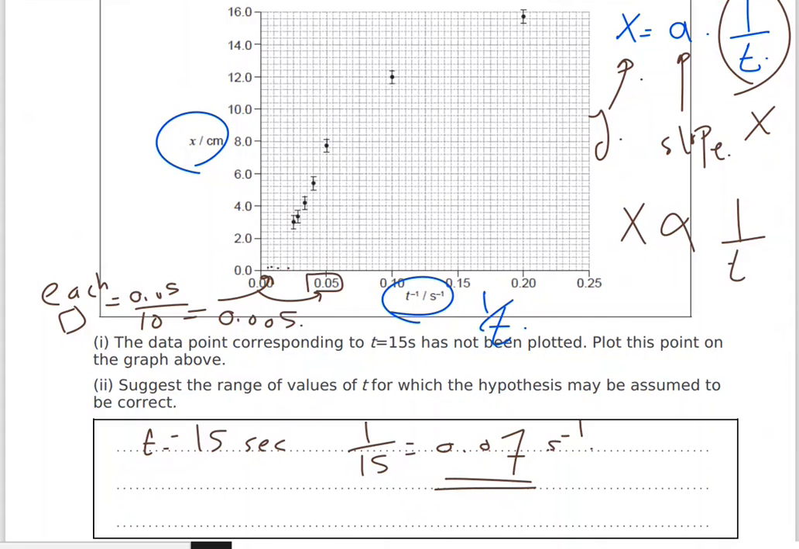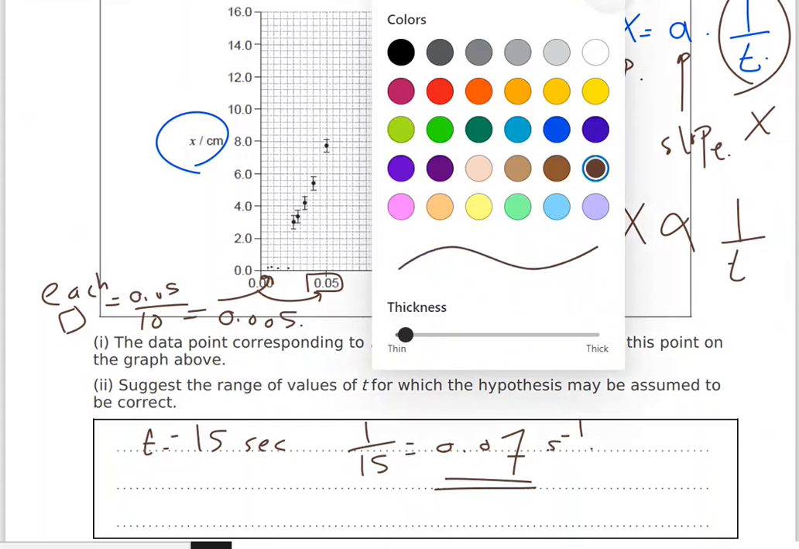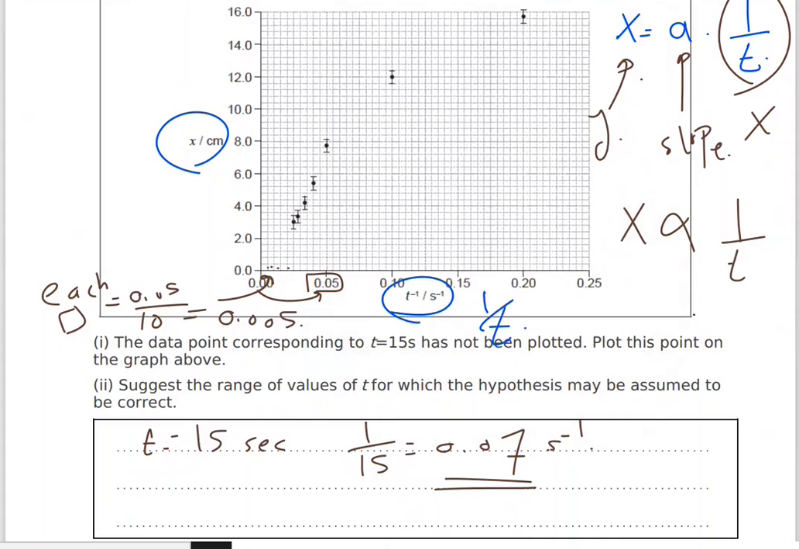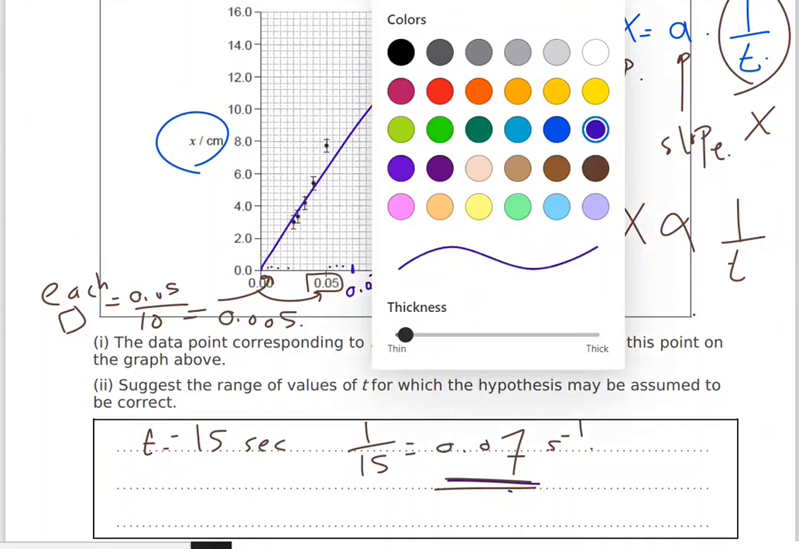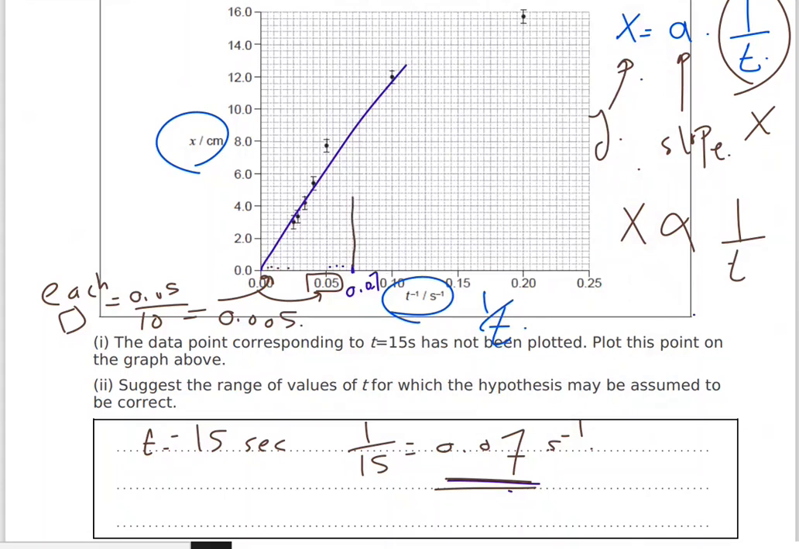Don't use your hand; you have to use a ruler. The line should pass through the origin and at least 3 points. Now at 0.07, count 1, 2, 3, 4 squares. This will be 0.07. Draw a vertical line until it touches the line that you drew, and then read the value here.